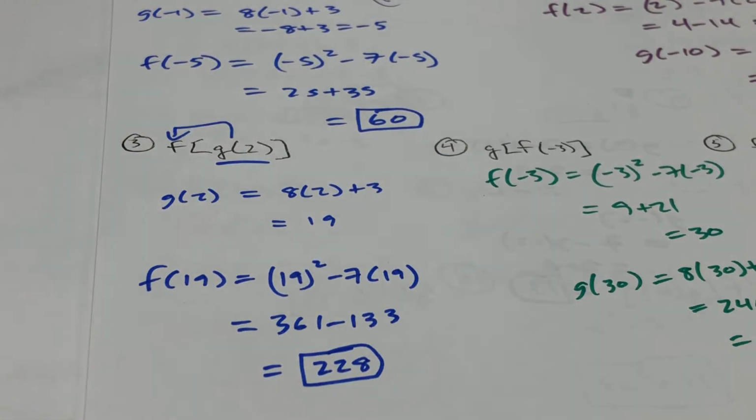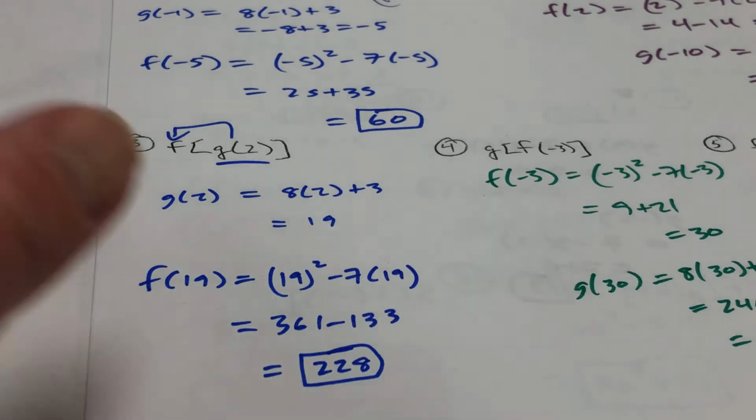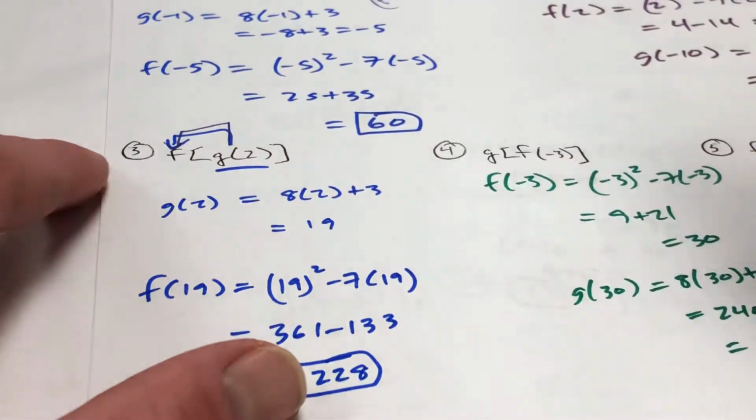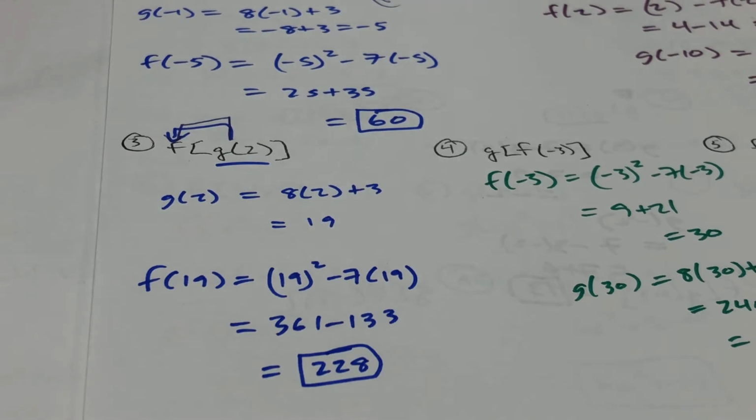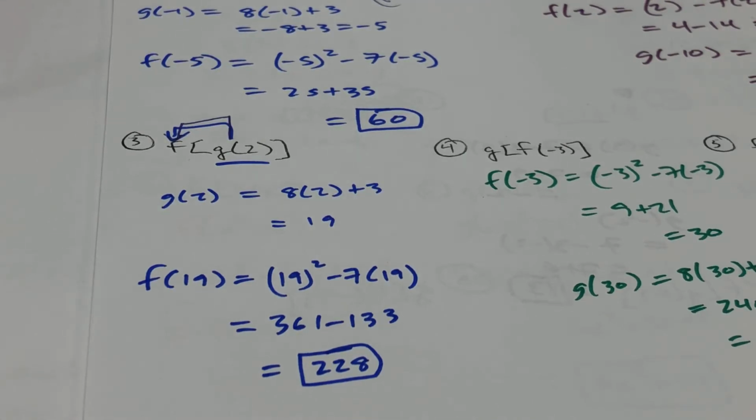I find g of 2 first. g of 2, it's 8 times 2 plus 3. Get 19. Then I take that 19 and plug it in the outer function, which is f. f of 19. I have to square 19 minus 7 times what I plug in for x, which is 19.